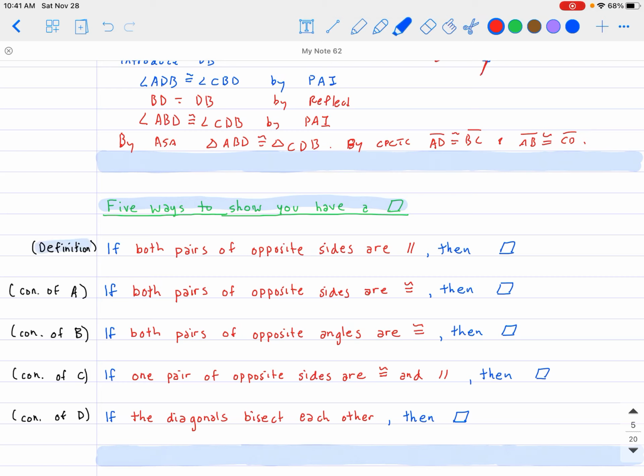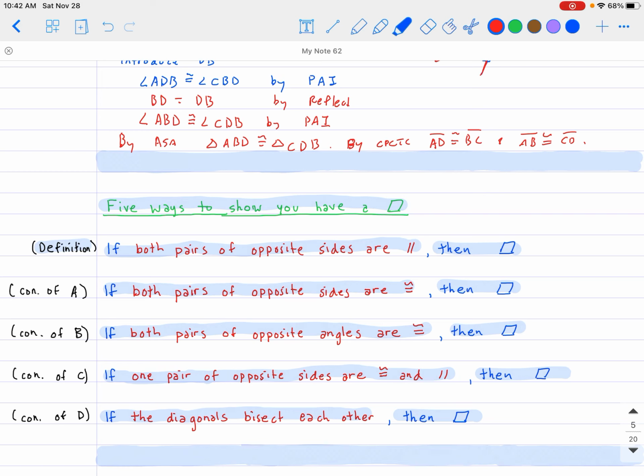The first one is by definition. If you know that both pairs of opposite sides are parallel, then you have a parallelogram. The converse of apple is if you know that both pairs of opposite sides are congruent, then you have a parallelogram. And then converse of banana, if both pairs of opposite angles are congruent, then you have a parallelogram. And then for these two, if one pair of opposite sides are congruent and parallel, then you have a parallelogram. And then the last one, the converse of Dave, if the diagonals bisect each other, then you also have a parallelogram.